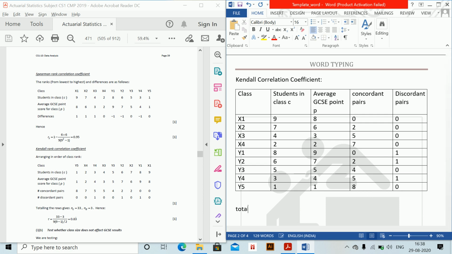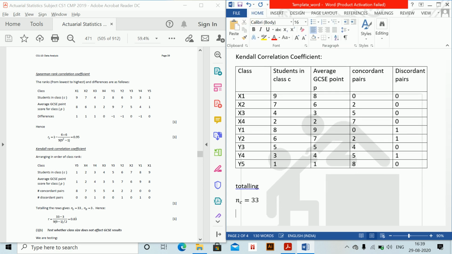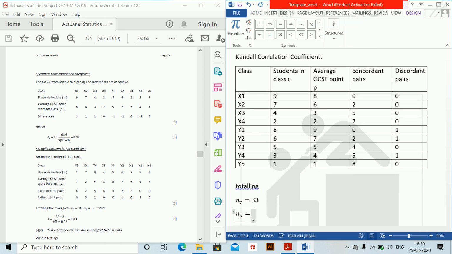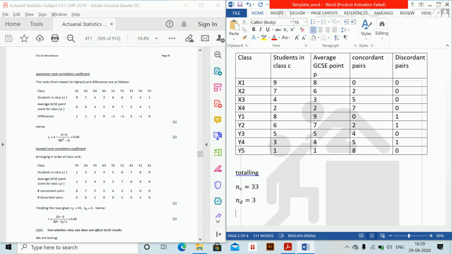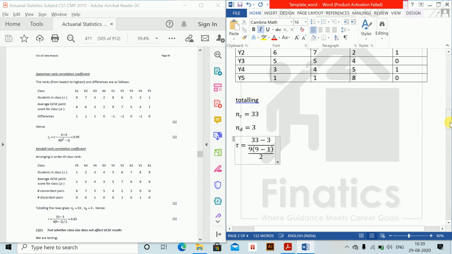So totaling, we have been given n underscore c is equal to 33 and n underscore d is equal to 3. So therefore tau, so how to write tau? Tau is equal to 33 minus 3 divided by 9 into 9 minus 1 divided by 2, which is equal to 0.83.